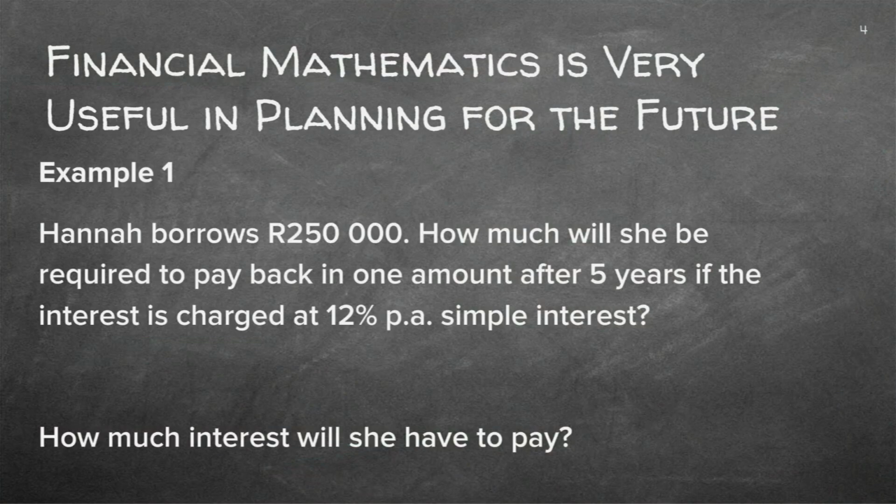Hannah borrows 250,000 Rand. When does she do that? Now, presently, P, present. So that's your P. How much will she be required to pay back in one amount after 5 years? What am I showing? After 5 years at the end, so I do not know. So what are they asking? The end amount, which is A. After 5 years, which is your N. If the interest is charged at 12%, I.